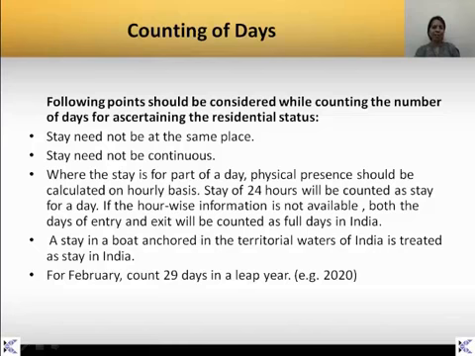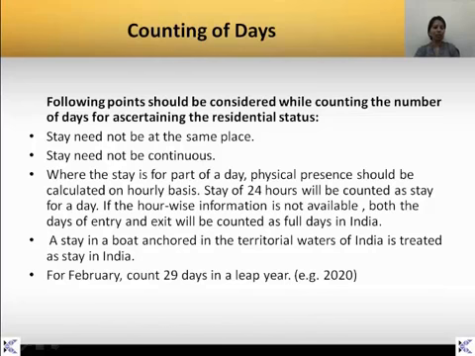Stay need not be at the same place. It is not necessary that if he is fulfilling the condition of 182 days, he should be at one place. Say, for example, he need not be in Mumbai alone for all those days. He can be in Mumbai for a few days, in Pune for a few days, at Indore for a few days, at any place in India. So stay need not be at the same place.